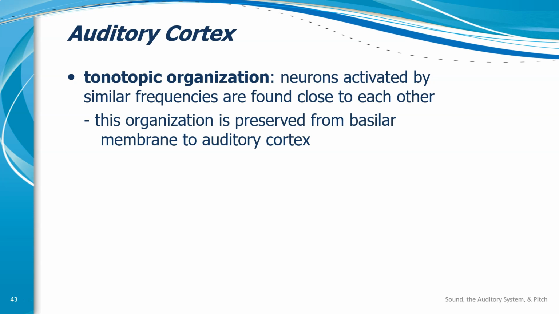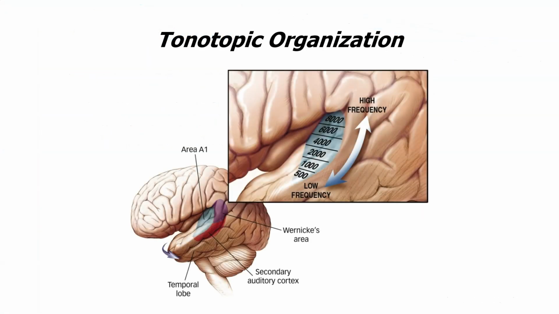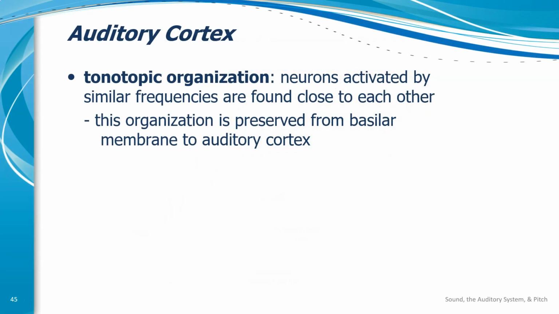Not only are there individual neurons that are activated by different frequencies, but they're also physically close together. Like keys on a piano, playing similar frequencies are also close to each other. This is pretty important to the auditory system. We have to ask the question, why? Why is that important? There's an image of the tonotopic organization. Now, this information is preserved from the basilar membrane all the way to the auditory cortex.